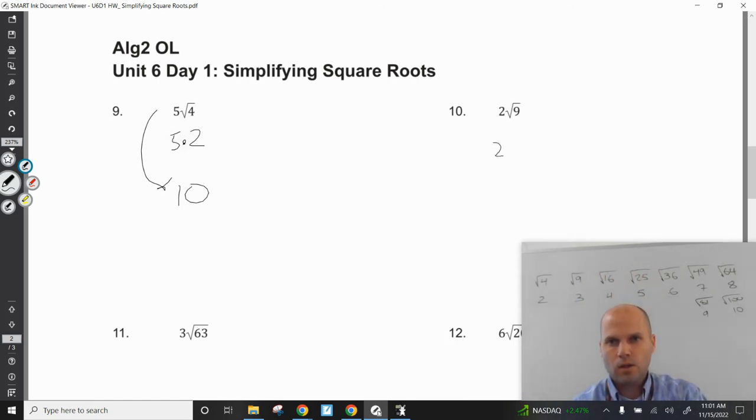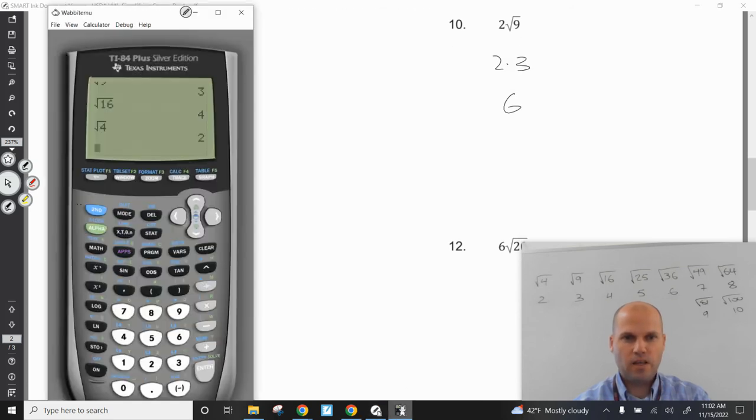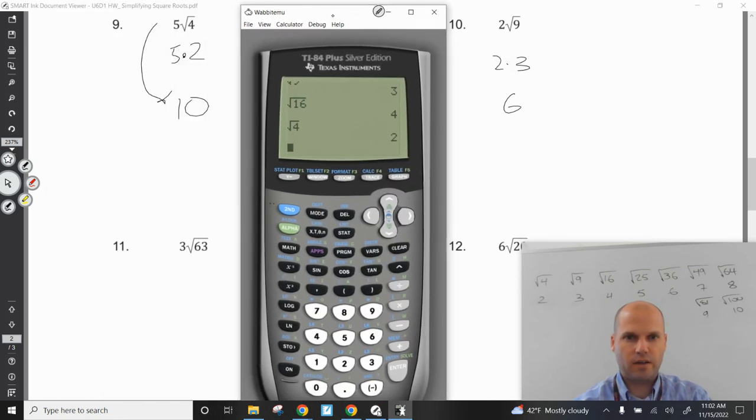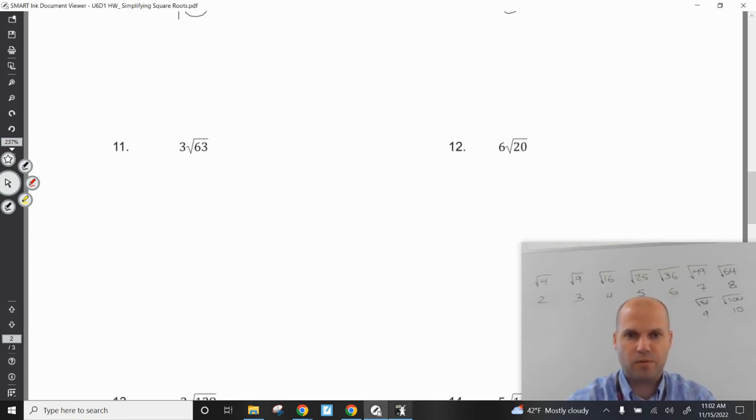Same here. But what we're leading you to is the fact that sometimes you won't be able to simplify. The square root of 63 is not a perfect square. 64 is a perfect square. So what we're going to do is use our calculator and see what is the biggest perfect square that goes into 63, into 20, into all of these other ones, and then we'll be able to simplify from there.